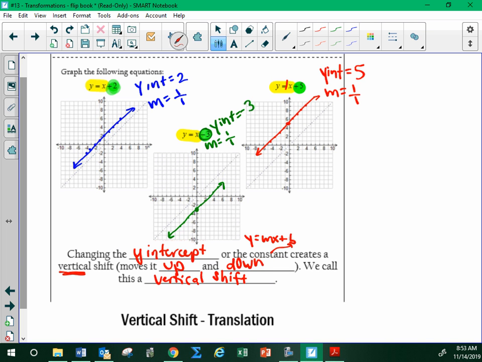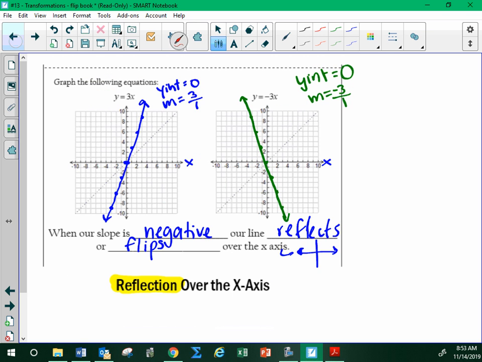Again, right now, all we're doing is just what we did last class, we're graphing it, but now we're talking about what that means in terms of our transformation. So we have shifting up or down, we just look at our y-intercept. We have reflecting across the x-axis, that's if our slope is negative.